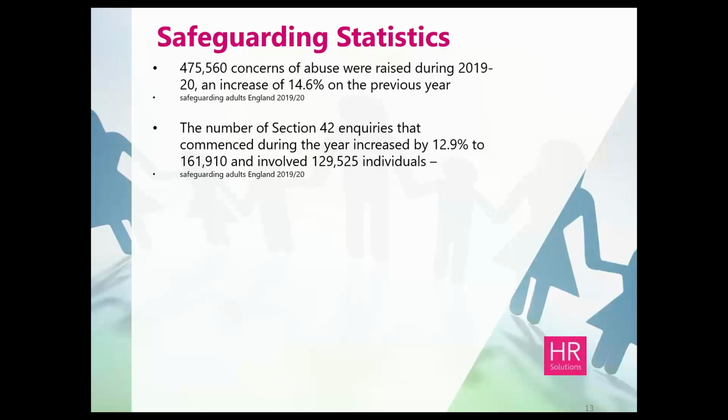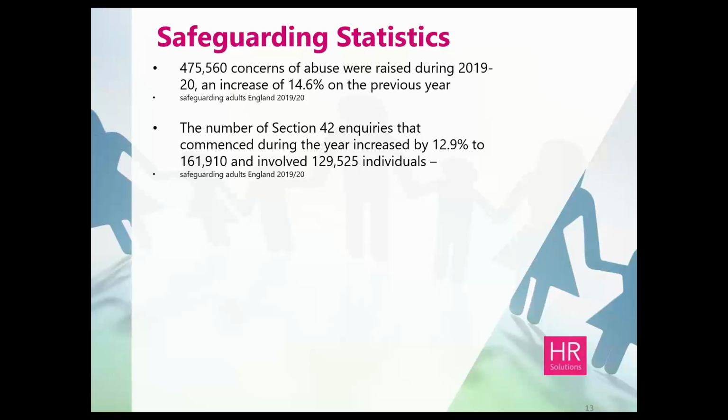So it's where there's a particularly vulnerable person or a particularly serious case. So Section 42s are particularly serious. So you'll appreciate, again, there's been a rise there. And the reason I've put those two stats on the screen is that, unfortunately, we're seeing increases year on year, 15% on the first point, and 13% on the second point.